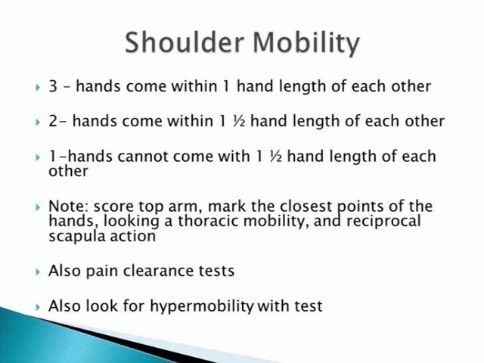Just to give you an example of the scoring criteria here on the shoulder mobility. So let's say someone has an 8-inch hand. If the hands come within 8 inches, that's a 3. If they come within 12 inches, that's a 2, and if they come outside of 12 inches, that would be a 1.